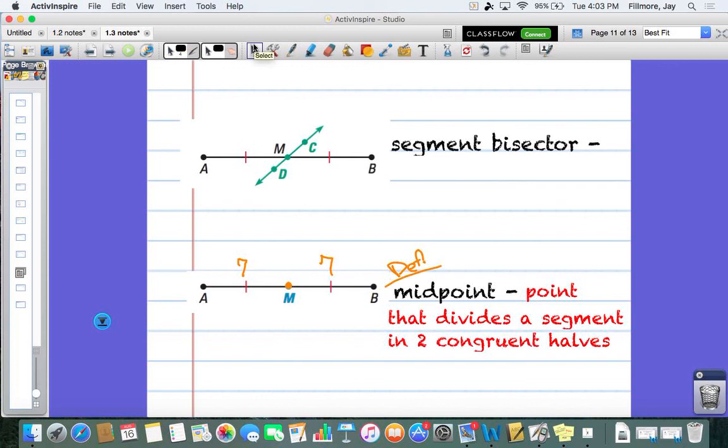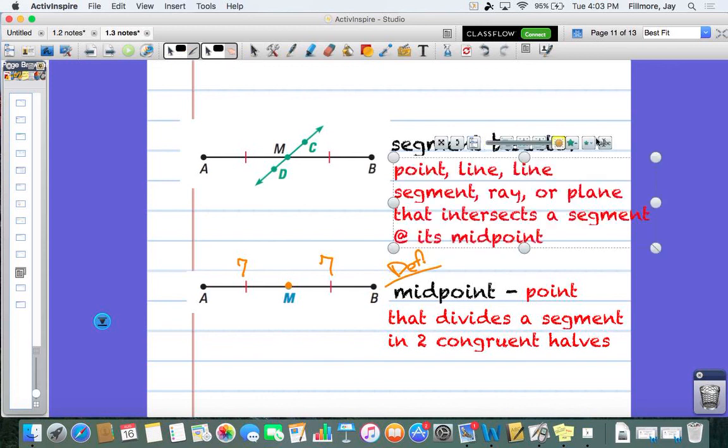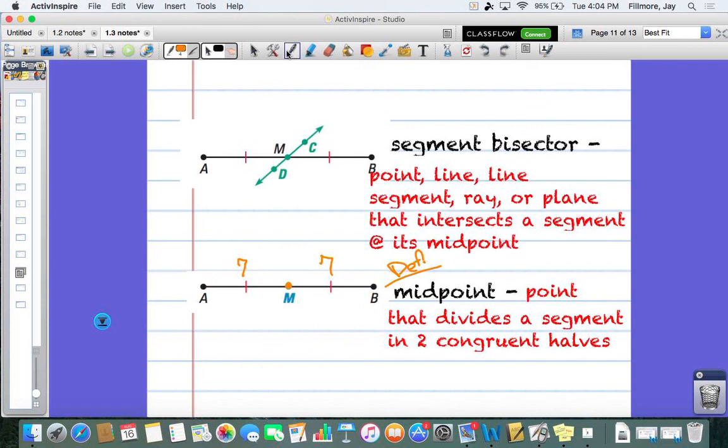Segment bisector is anything that passes through the midpoint. It could be a point, a line segment, a ray, or a plane. It crosses the midpoint, so it's still dividing it in half because it slices through the midpoint. So in this case, you could say line DC, or if you want to reverse the letters, line CD. It's a segment bisector. It passes through the midpoint. If you need to continue writing, please pause it. Otherwise, I'm moving on to the next slide.